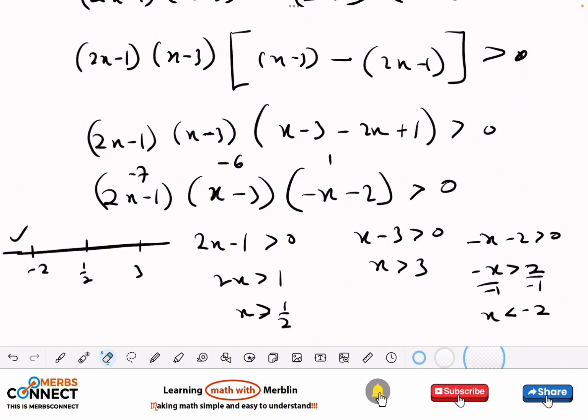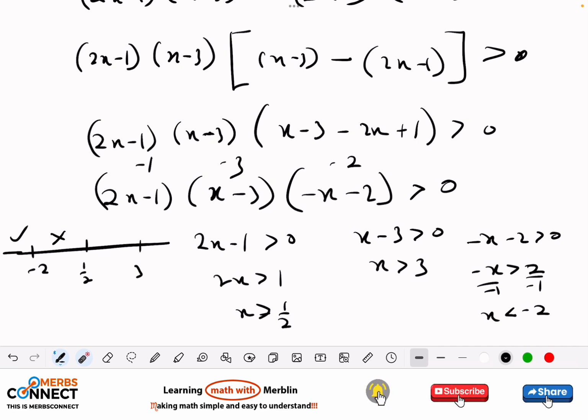Then what I need to do again is pick any value in between minus 2 and half. I think it's good for us to choose 0 because 0 is there. So when this one is 0, I'll have minus 1. When this one is 0, I'll have minus 3. And when this one is 0, I'll have minus 2. So minus minus is positive, positive times minus is negative. And there's no way negative is greater than 0, because when I multiply this, I'm going to have negative 6, and negative 6 is not greater than 0. So it means that this here is not going to work.